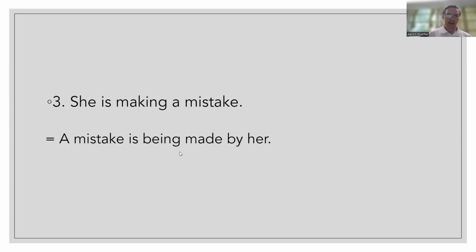She is making a mistake. A mistake. It's moved to the subject, right? The first sentence is present progressive, so we need the be verb to be present progressive. Is being made, okay? The past participle of make is made. Okay? I want you guys to see, if you didn't get this one, look at it very carefully and figure out what's going on.